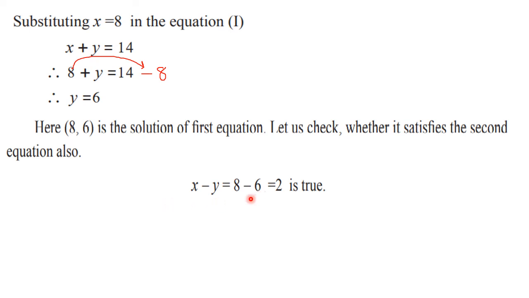So we have verified that 8 and 6, these two values of x and y respectively, satisfy both the equations. So it is called the solution of these two simultaneous equations. Here we are getting only one solution. Only this pair satisfies these two equations. For any other values, the equations will not be satisfied.